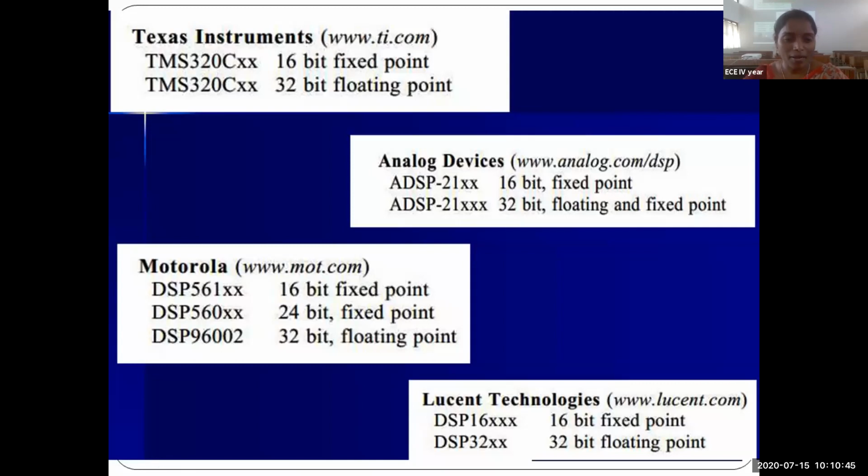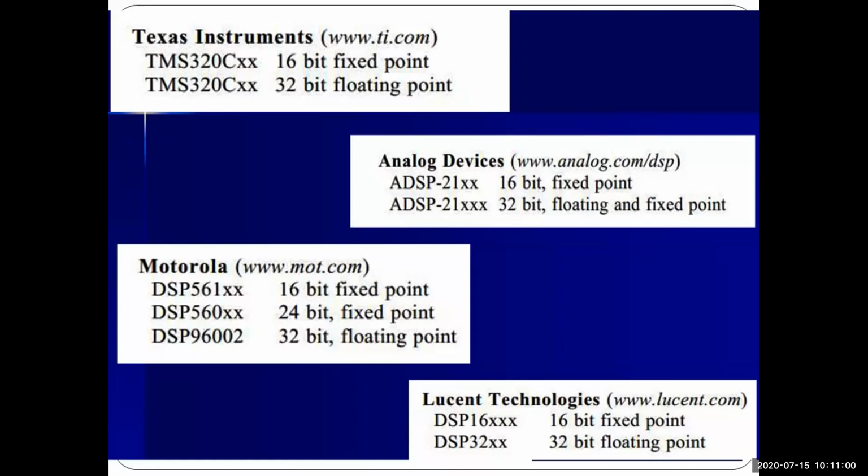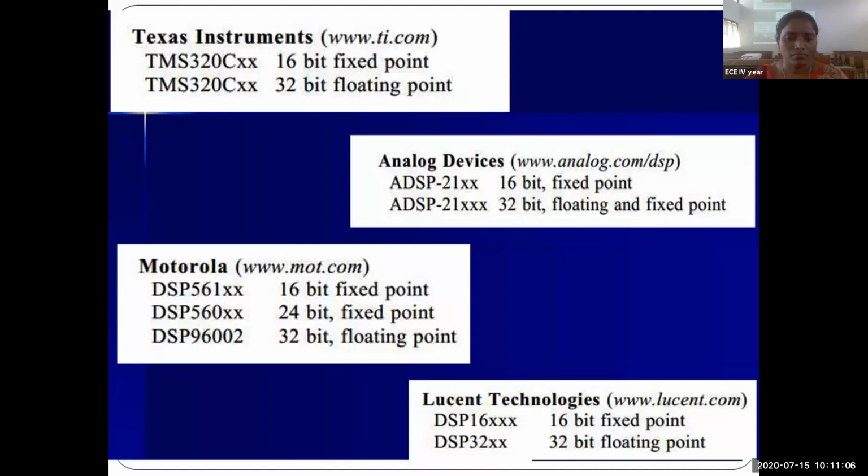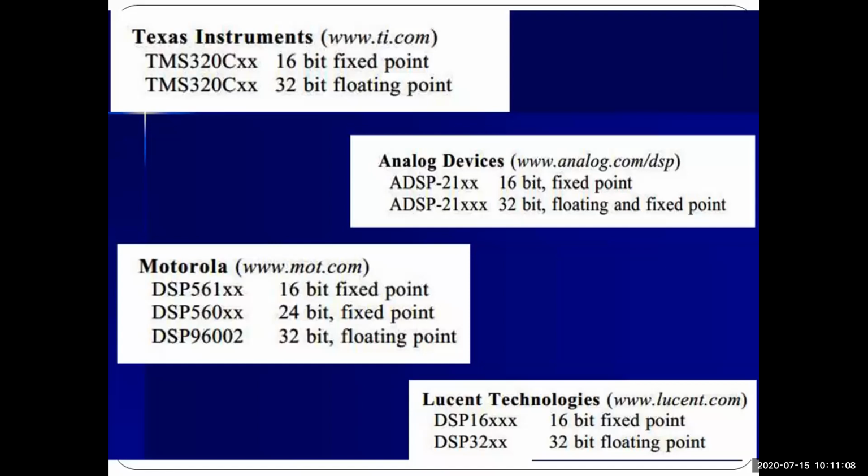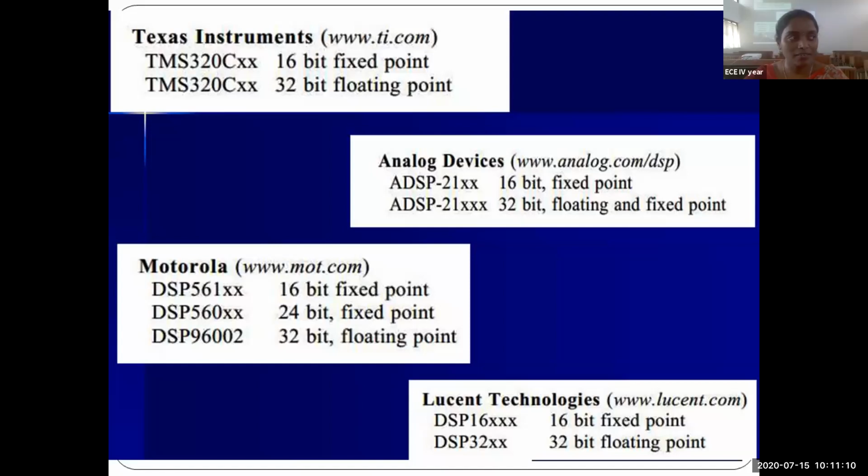Can anyone tell the binary representation of 5.625? 5.625 is a decimal value. How to represent it in binary? First tell me for 5. 101. The binary representation of 5 is 0101 if you take 4 bits, otherwise 101, right? That is for 5. What about 0.625?